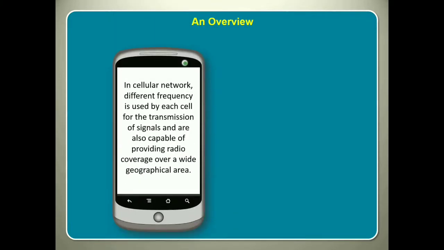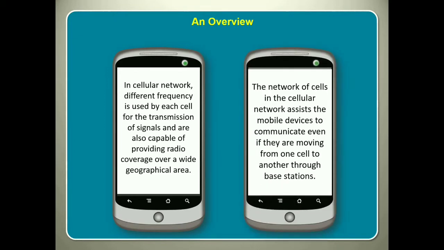In a cellular network, a different frequency is used by each cell for the transmission of signals, and the network is also capable of providing radio coverage over a wide geographical area. The network of cells assists the mobile devices to communicate even if they are moving from one cell to another through base stations.